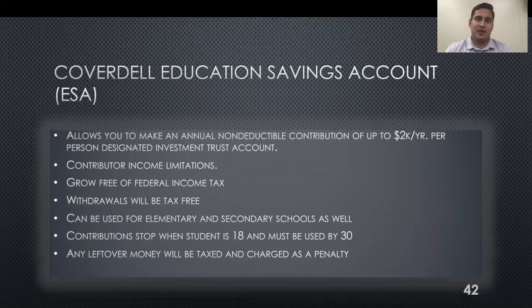The next type of savings plan is a Coverdell Education Savings Account. This allows you to make annual non-deductible contributions of up to $2,000 per year per person into a designated investment trust account. There are contributor income limitations, and it will grow free of federal income tax. Withdrawals will also be tax-free, and the difference between the previous two plans I mentioned is that this plan can also be used for elementary and secondary schools as well. Contributions stop when the student is 18 and must be used by 30. Any money left over will be taxed and charged a penalty.